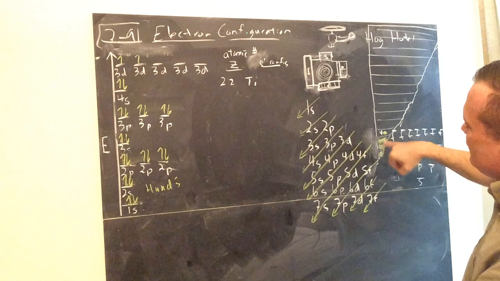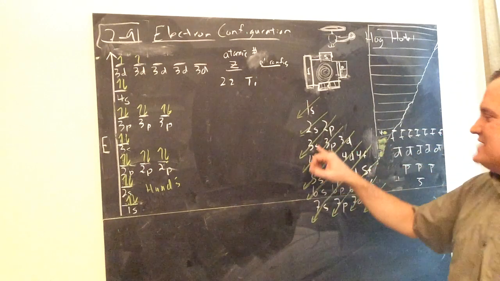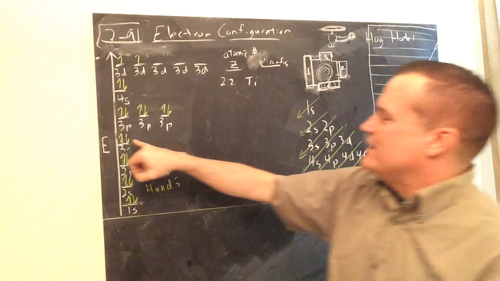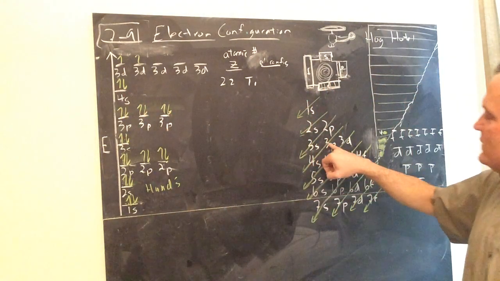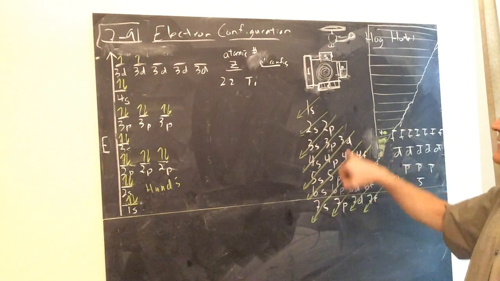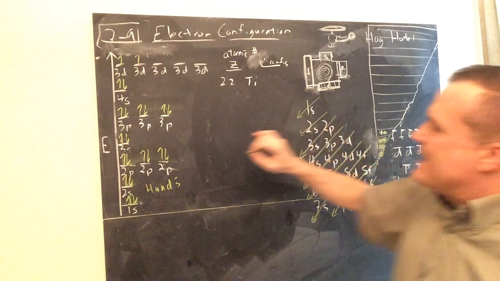Because of the repulsion there, it goes up there. So anyway, or you can say, well, why does it go there? Because that's the order tells me. After 3s, 3p, then comes 4s, and when the 4s fills up, then you go to 3d. Okay, so back to here again.